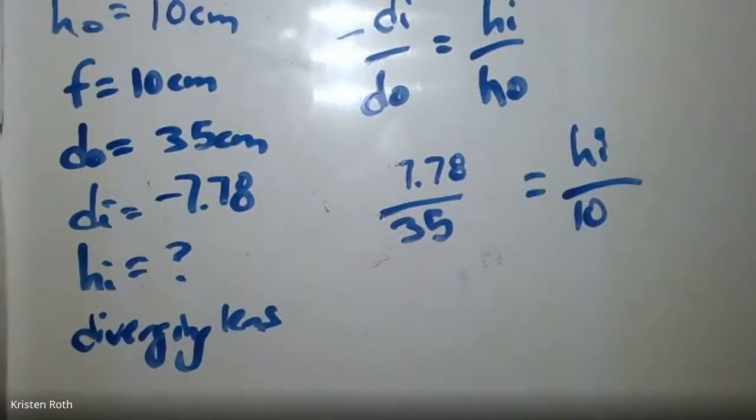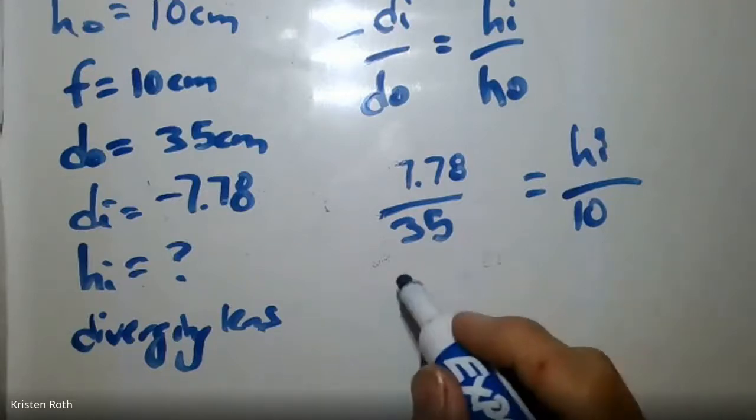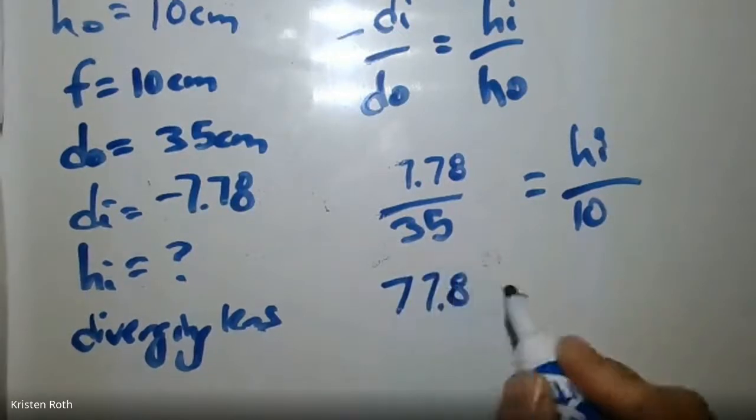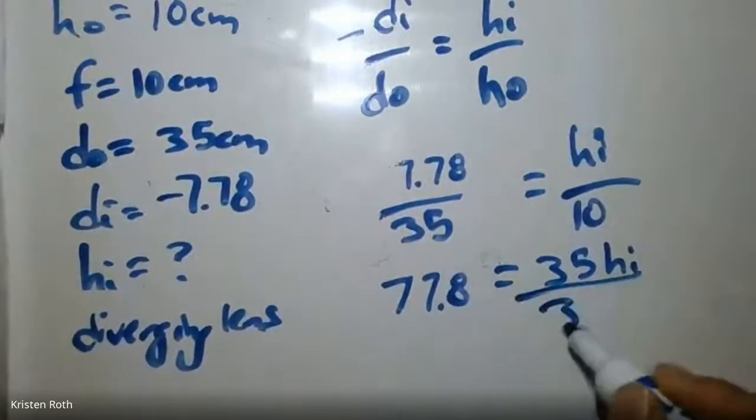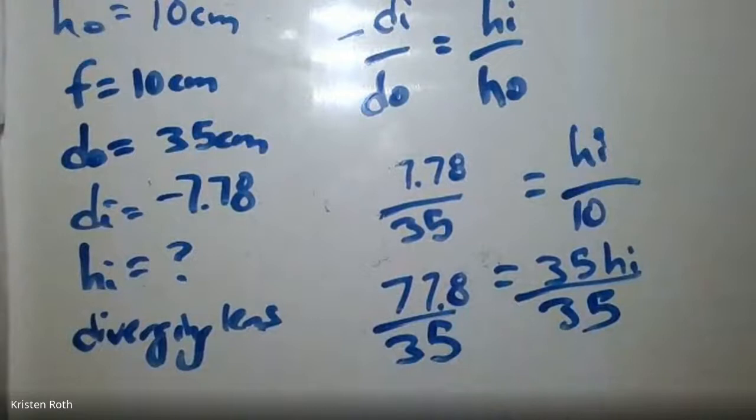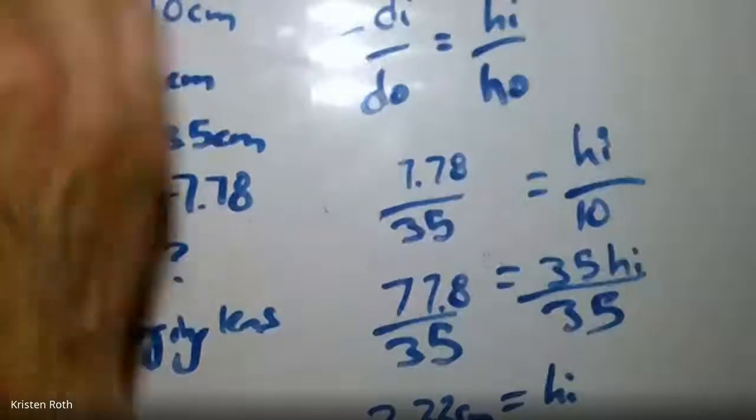7.78 times our 10 is going to be 77.8, and that's going to equal 35 times hi. I'm going to divide the 35 out on both sides. And we are going to end up with a height of image of 2.22 centimeters.